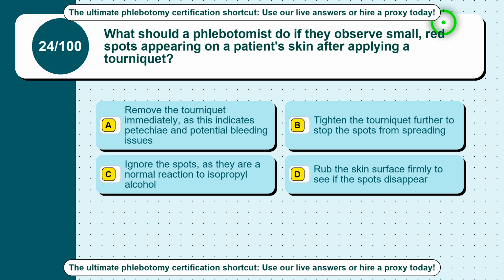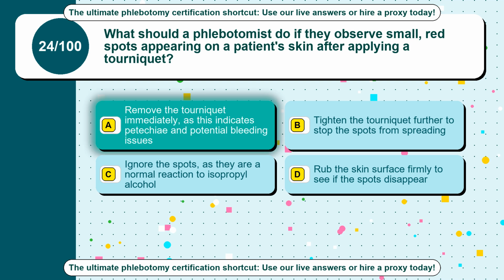Question 24. What should a phlebotomist do if they observe small, red spots appearing on a patient's skin after applying a tourniquet? Option A, remove the tourniquet immediately, as this indicates petechiae and potential bleeding issues. Option B, tighten the tourniquet further to stop the spots from spreading. Option C, ignore the spots, as they are a normal reaction to isopropyl alcohol. Option D, rub the skin surface firmly to see if the spots disappear.